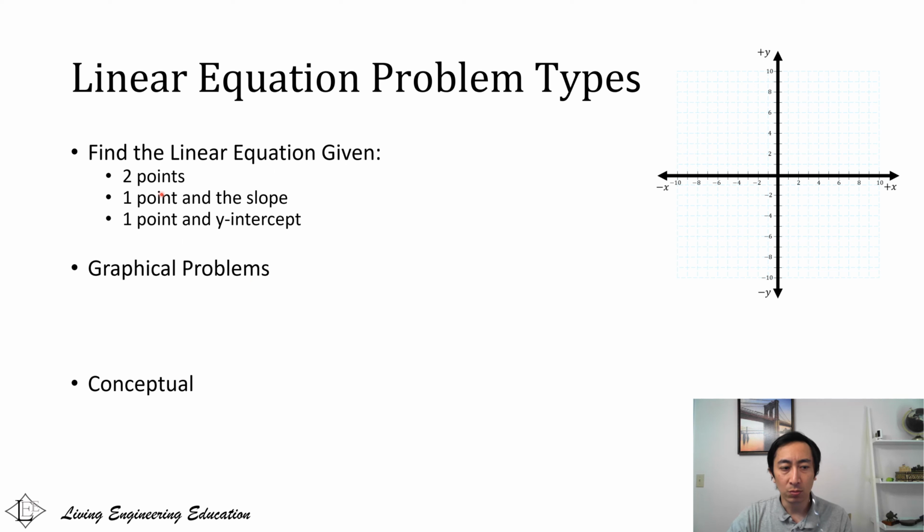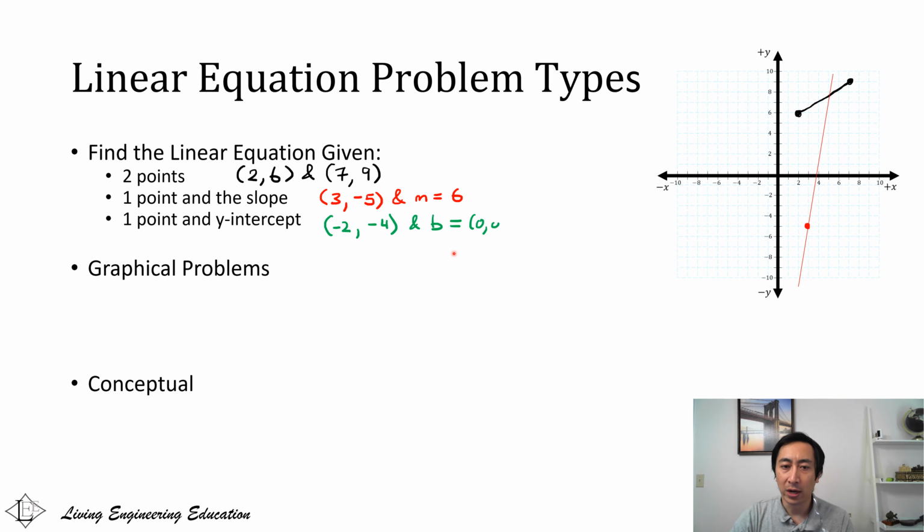When you're given 2 points, you can be asked to solve for the linear equation. So for example, let's say the points were (2, 6) and (7, 9). You can be asked to plot them, and then from the plot, give a linear equation, or just with these 2 points, give a linear equation. Similarly, you can be given a point like (3, -5) and a slope of 6, and you should be able to graph and get the equation for this point and slope. Or we might give you a point and y-intercept, and you should be able to plot those as well and draw the line and find the equation for that line.